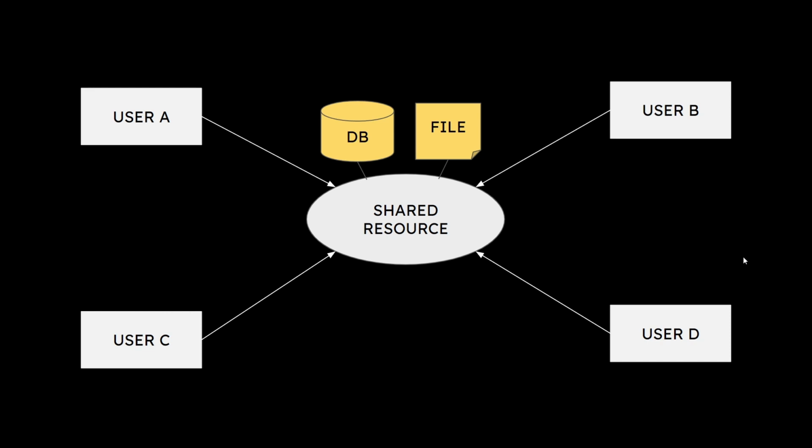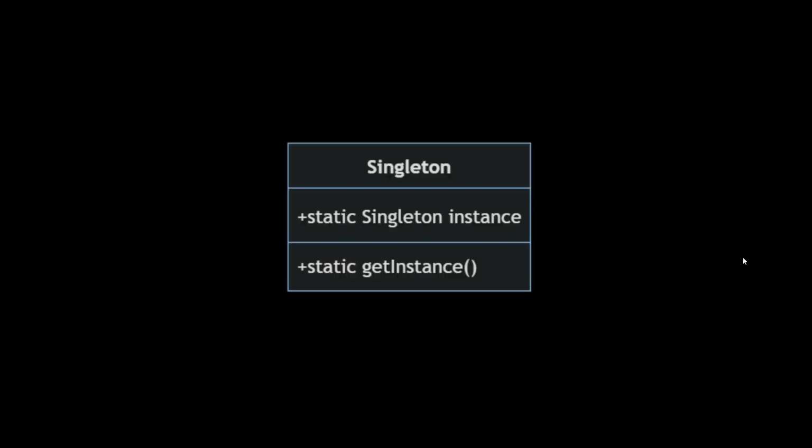A simple implementation of this pattern would be to create a class containing a static instance of itself and a static function that returns this instance. This static function will act as the global point of access.